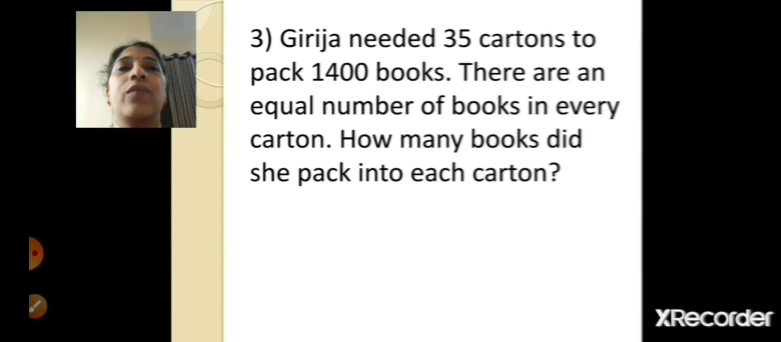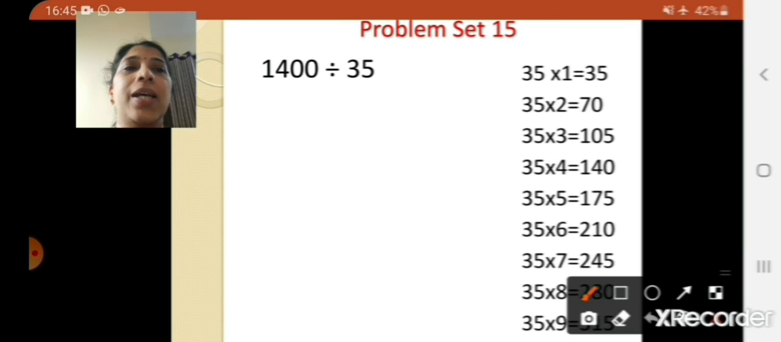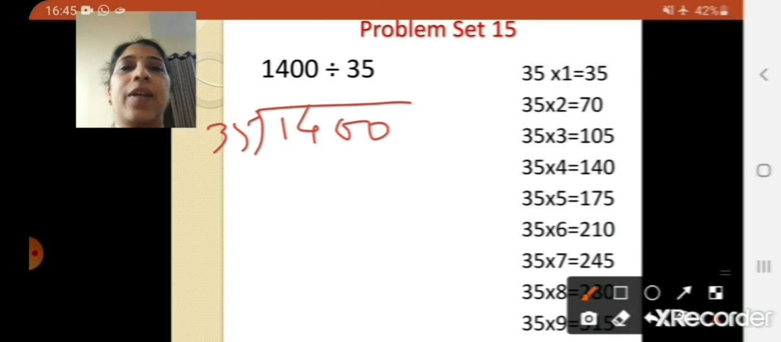So 1400 divided by 35. Again 35's table I have written on the right hand side. So now 1400 divided by 35. Again 14, you cannot, it is not divisible by 35. So you will take the 3-digit number 140. So you will see where is 140? 35 fours are. So you will write 35 fours are 140, right?